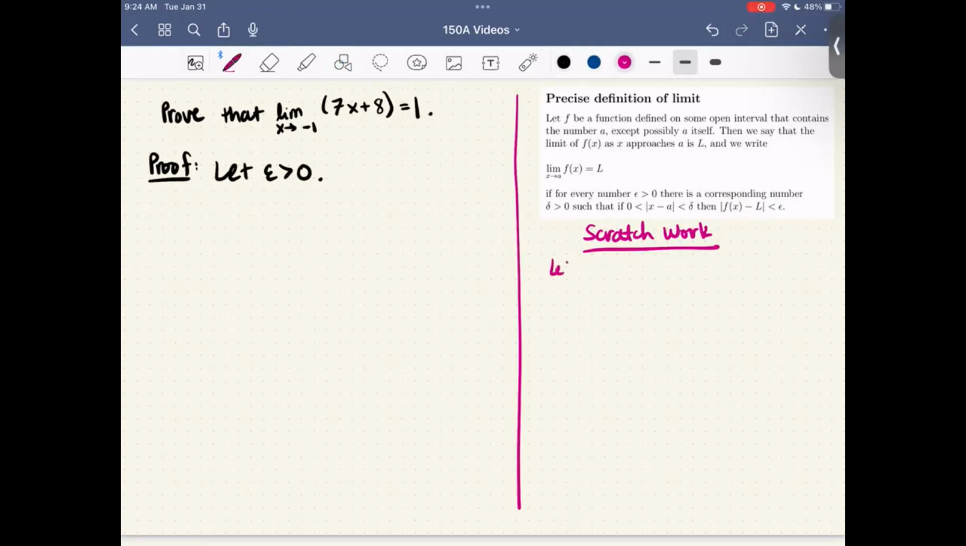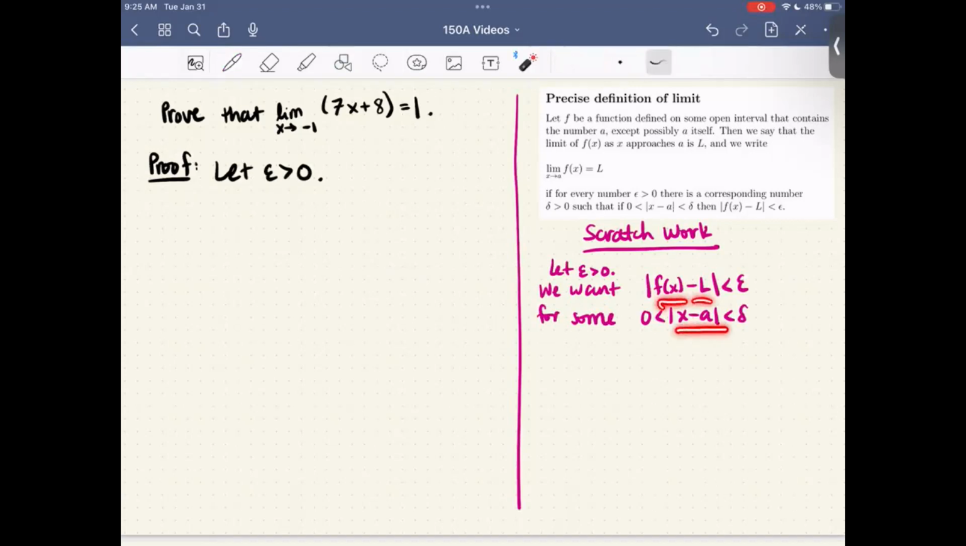In our scratch work over here, we have epsilon, and we want the absolute value of f of x minus L to be less than epsilon for some x values that fall in this region, where the absolute value of x minus a is less than delta and greater than 0. Now we should figure out what all these pieces are.